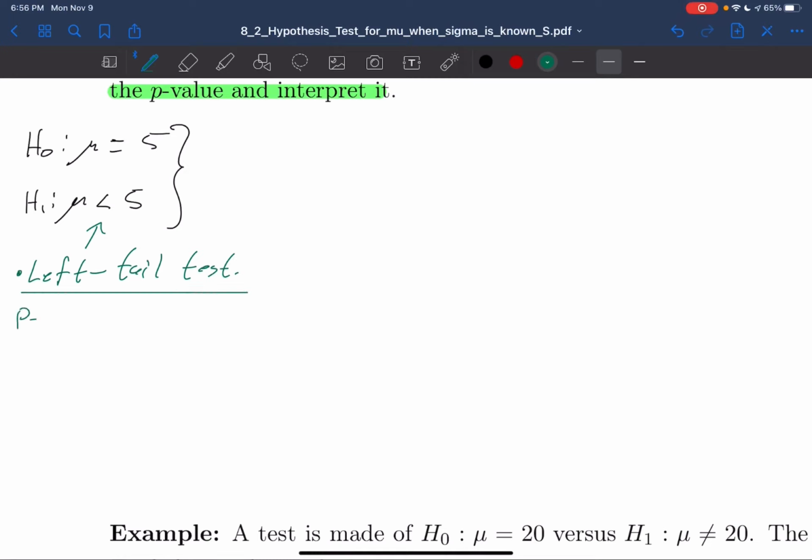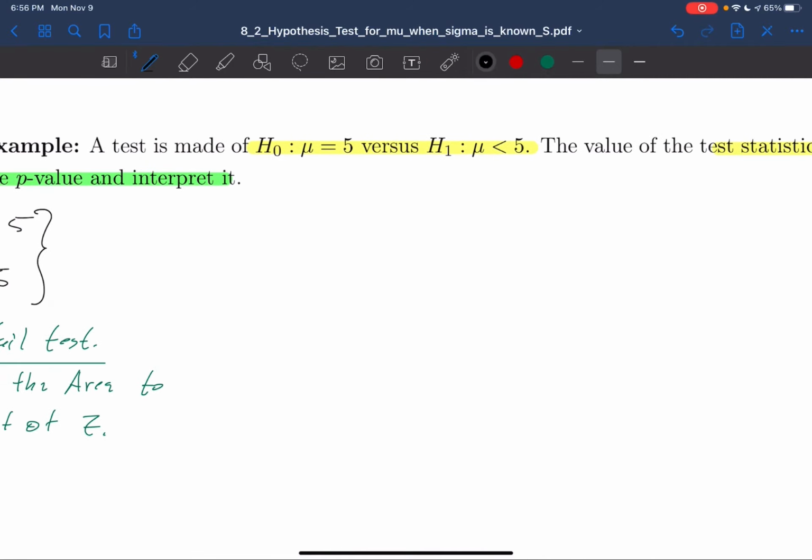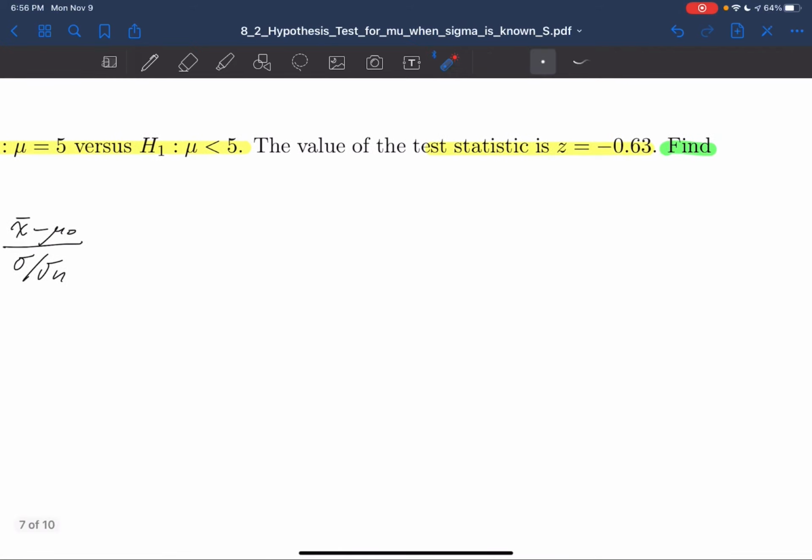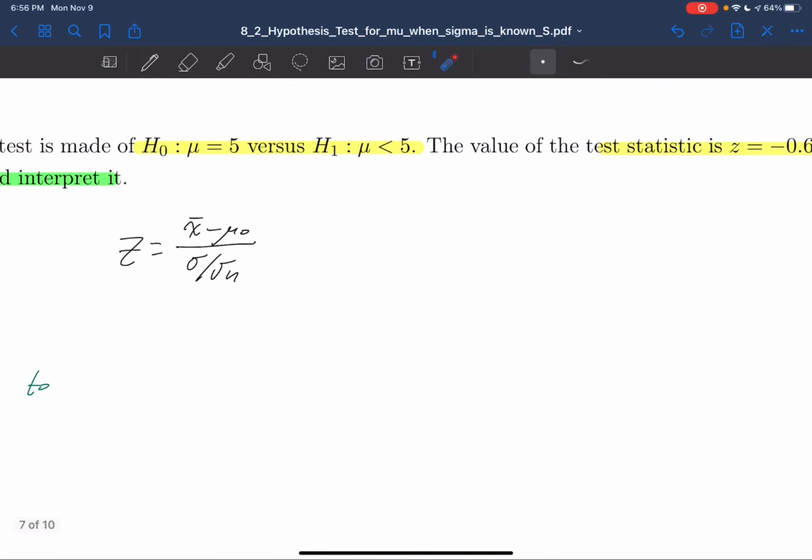So the p-value is the area to the left of our test statistic z. To compute our test statistic, it's going to be x bar minus mu naught divided by standard deviation divided by square root of n. But since they already gave us this, we don't have to compute it. It's already given, and again, it's because we're practicing how to compute p-values. So the z is negative 0.63.